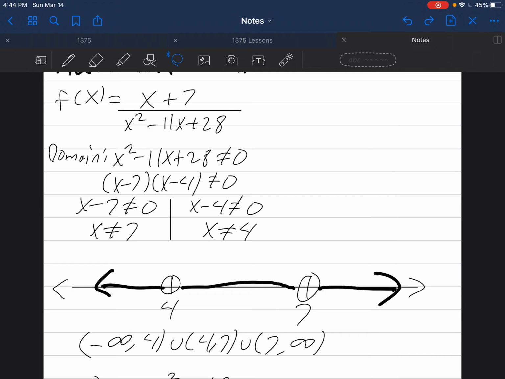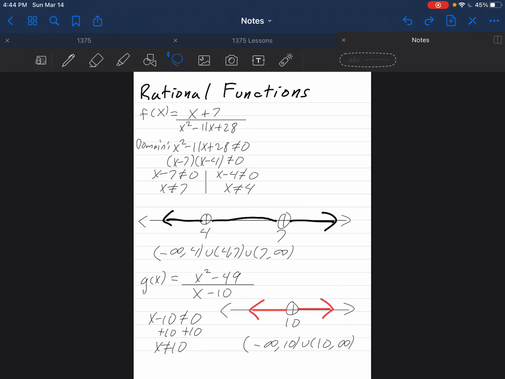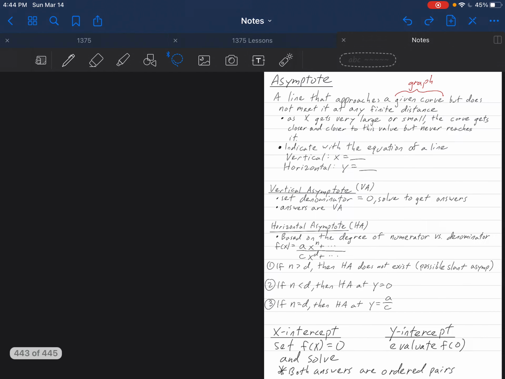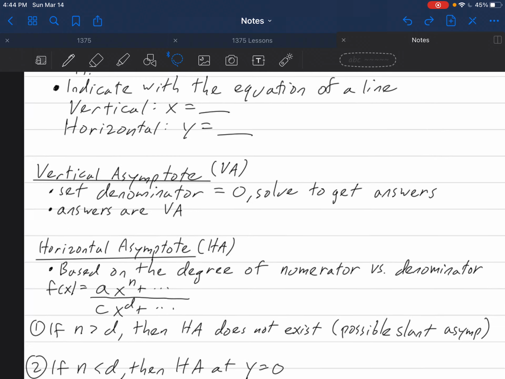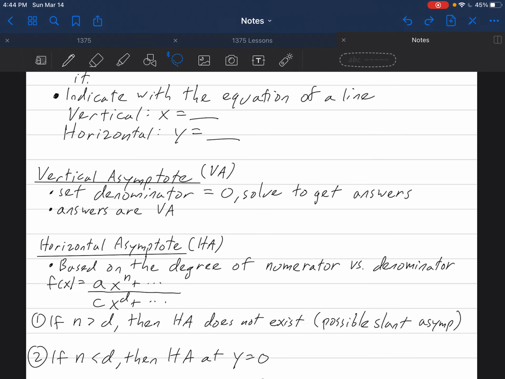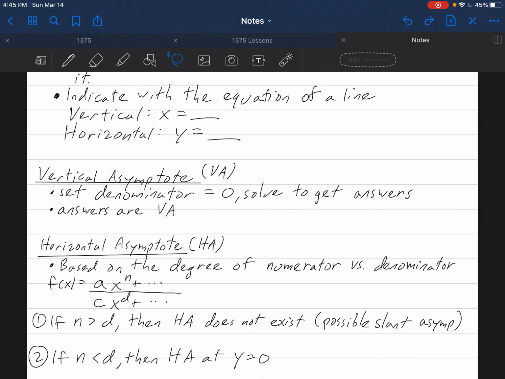in class, where this value might not be an asymptote. It definitely is not part of the domain, but it doesn't necessarily have to be an asymptote, and there's a specific case for that. Basically, you should assume that that value is an asymptote unless otherwise noted.